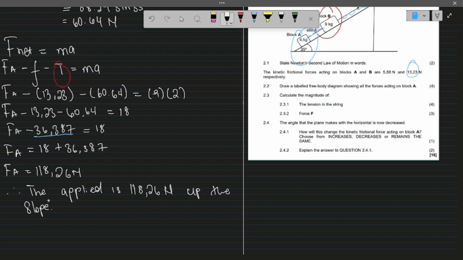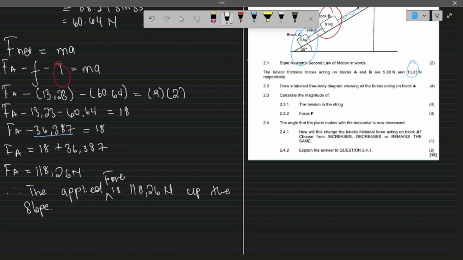Maybe you can say the applied force. The applied force is 118.26 newtons up the slope. Or if you don't say up the slope, you can say the applied force is 118.26 newtons in the original direction of motion, because this thing is still going in the original direction of motion. Nothing has changed yet. You understand?